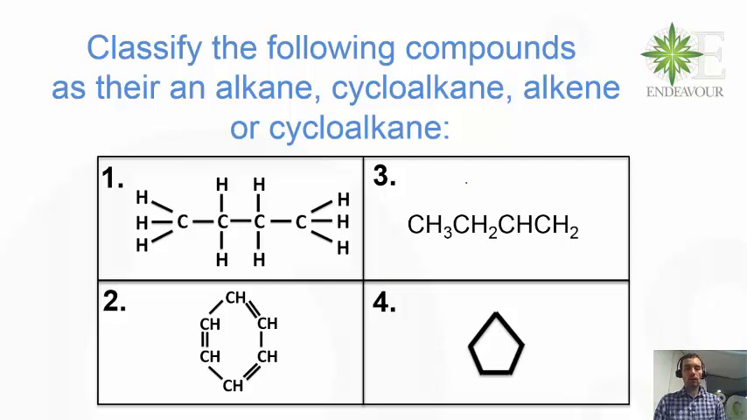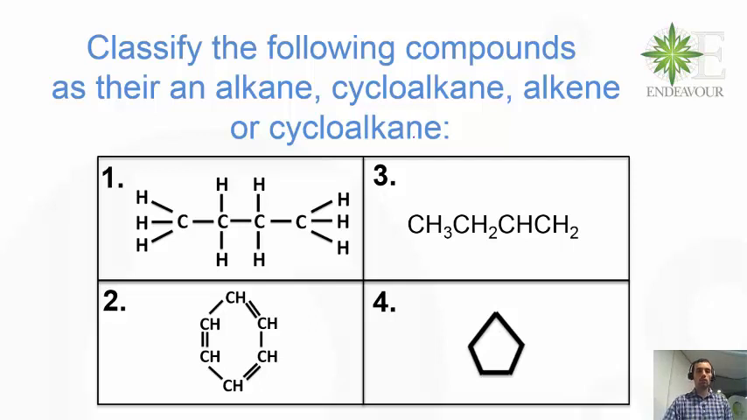Alright, so now here's another exercise to have a go at, to see whether we've got this idea of the difference between these different saturated and unsaturated hydrocarbons that we've introduced. The task here is to identify which of these 4 is an alkane, which is a cycloalkane, which is an alkene, and which is a cycloalkene. I'll give you a little bit of time now. Please pause your recording and try to work out which is which.